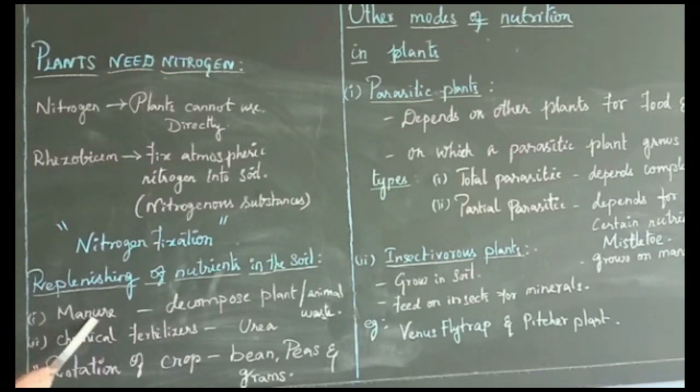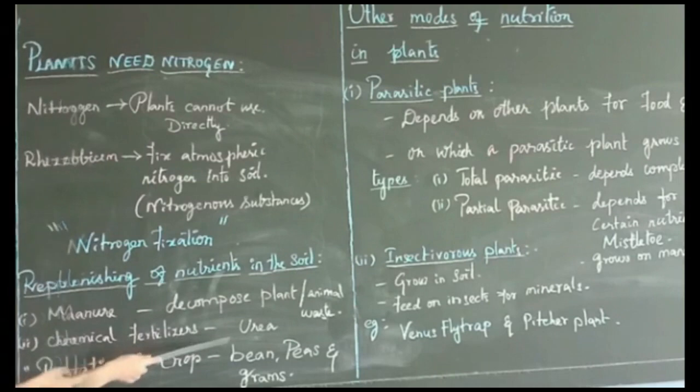Manure is nothing but decomposed plant and animal waste. After the death of plant and animal, it starts to decay and it is rich in nutrients. And next one is the chemical fertilizers, for example urea.